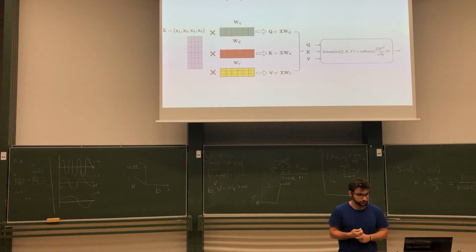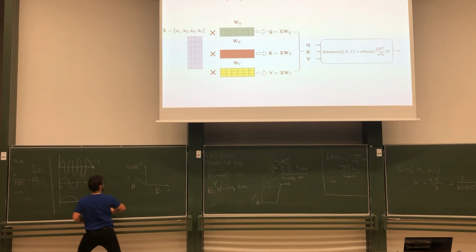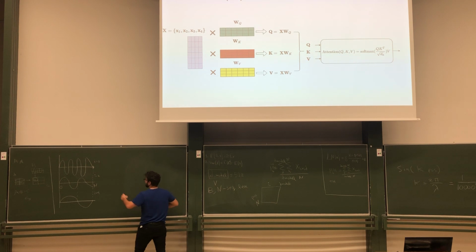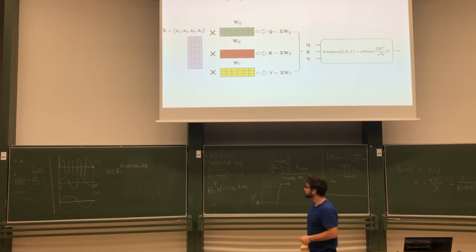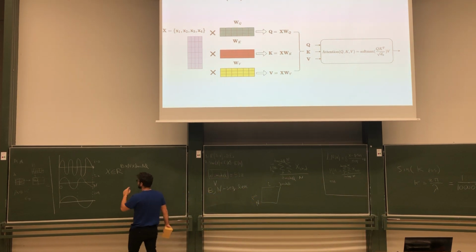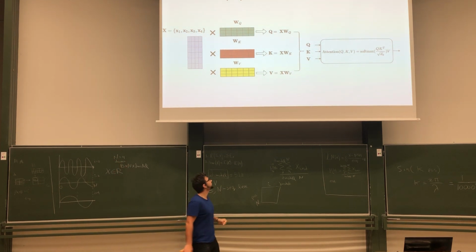So here is self-attention. Let's start with an example. We have an input sequence. In this example, we have 4 elements, so n equals 4, and d model equals 6, I think.